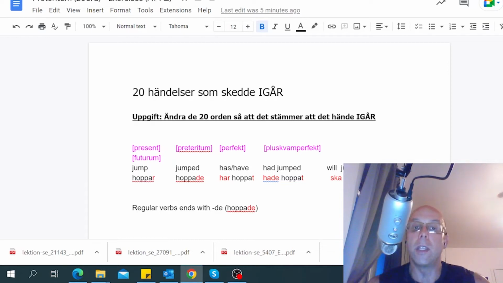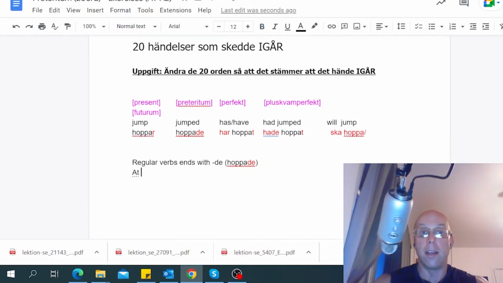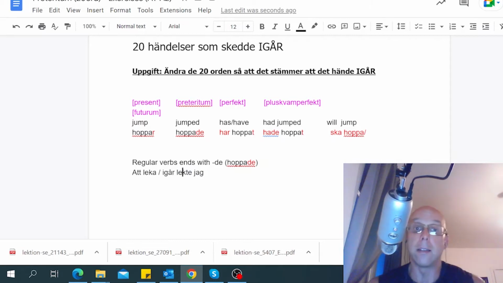These end with de if it is a regular verb. So that means it's the opposite of English, right? Whereas a word like talk would be talked. So we turn the words around in Swedish. It's de, not ed. And this is true for all regular verbs. If they're not regular, you might get something like this. Att leka, to play. But in the past, yesterday, igår, lekte jag. So the irregular takes different forms, and those really you have to learn, just like in English.